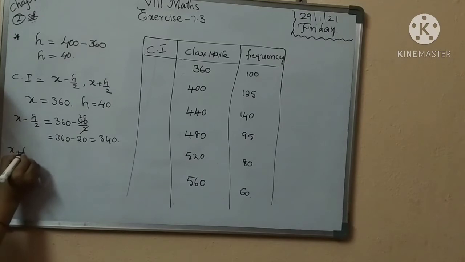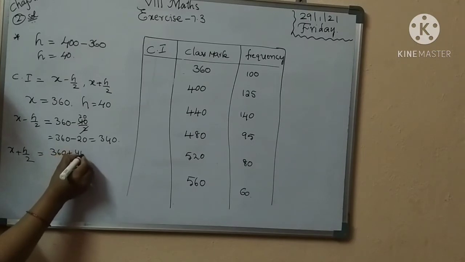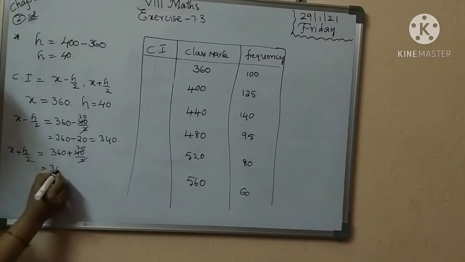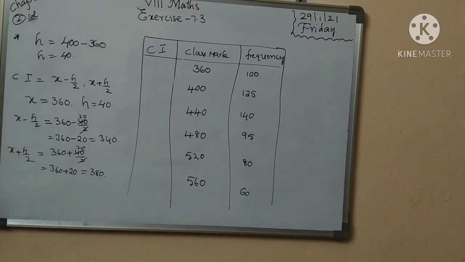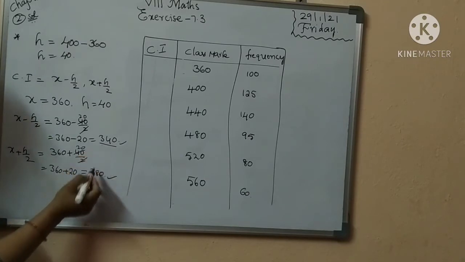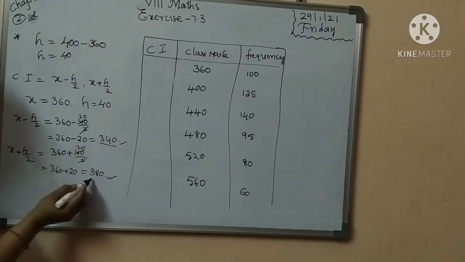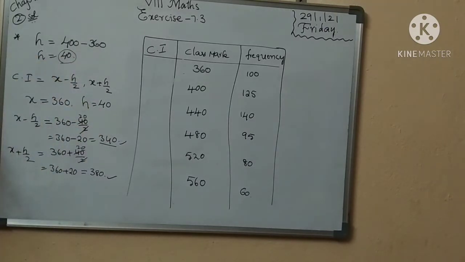Next, x plus h by 2 is 360 plus 40 by 2, which is 360 plus 20, equal to 380. So the first class interval is 340 to 380. The difference, 380 minus 340, is 40, so h is 40.